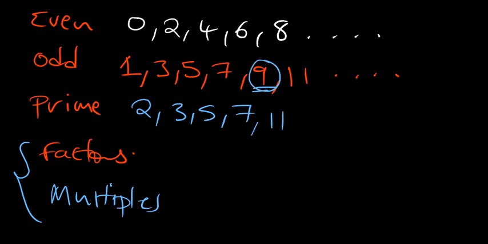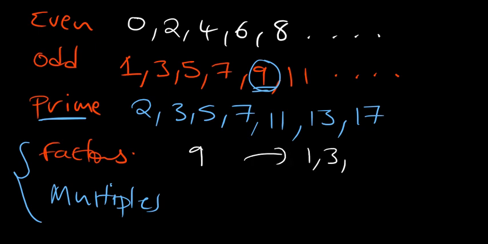So 2, 3, 5, 7, 11. Why are we skipping 9? 9 is not only divisible by 1 and itself because 3 is also a factor. So 11, 13, 15 is not, so 17. So that's a set of prime numbers. And then factors. Factors, of course, are numbers that you can divide into. So factors of 9, for example, would be 1, 3, 9, itself.